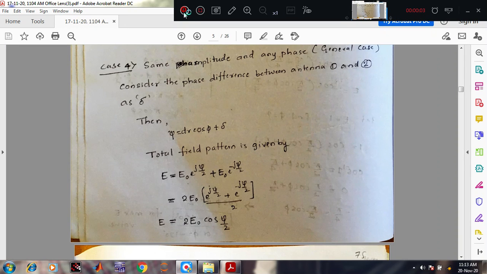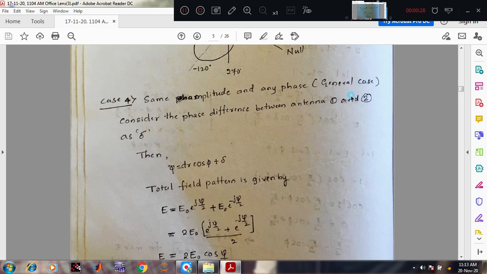Hello students. In the last class we discussed three cases regarding array of two isotropic point sources with equal magnitude and equal phase, equal magnitude and opposite phase, equal magnitude and quadrature phase. Now in today's class we discuss the array of two isotropic point sources with the same amplitude and any phase. This is a kind of general case, right? So consider the phase difference between the two antennas, 1 and 2, as delta, right?